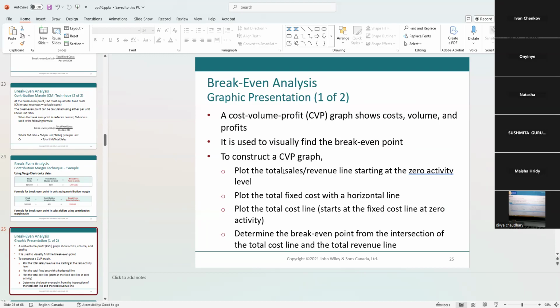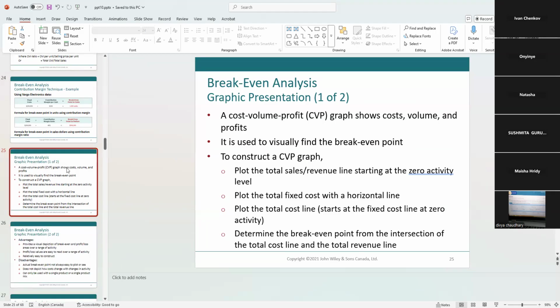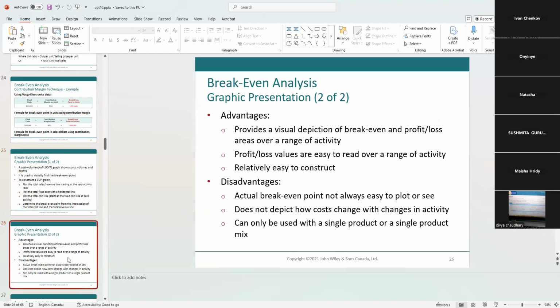Sales. Always remember, sales start from 0 and always go up based on the number of units. Variable cost, same thing. It starts from 0 and goes up with the number of units. Fixed cost always stays the same. So we have to find out where is the point where the sales cover all the costs. And that's going to give us where is the zone of the profit and where is the zone of the loss. The advantage when you see this graph is that you can visually see it.